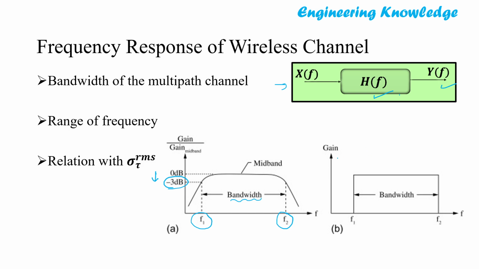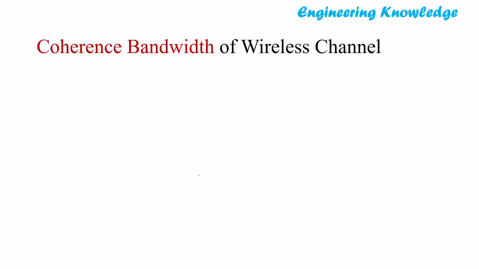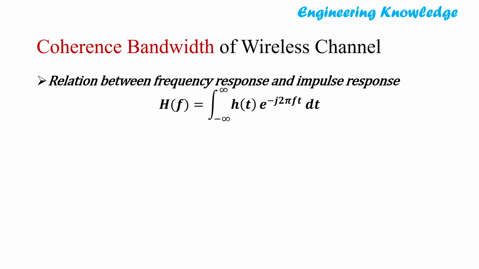We generally assume it, for understanding purposes, to be a rectangular shape like this. It starts from f1, ends at f2, nothing before f1, nothing after f2. So this is the frequency. Now this has to be related to the delay spread that we have calculated. Remember, this was the description in the time domain and this is in the frequency domain. So how can we go from the time domain to the frequency domain? We take the Fourier transform, and therefore we have the definition of the coherence bandwidth.